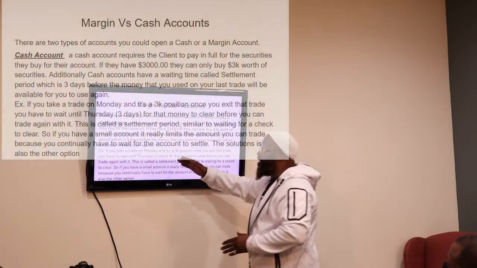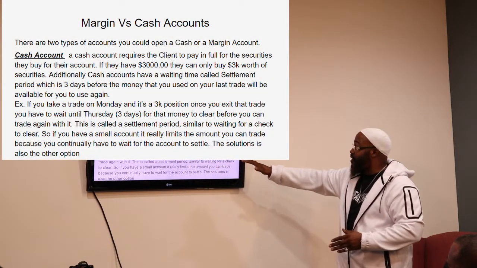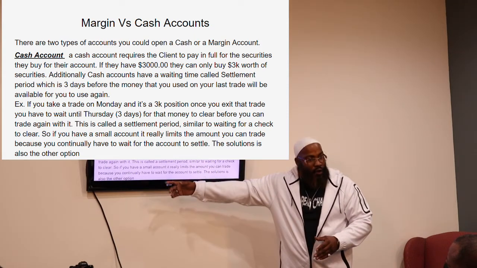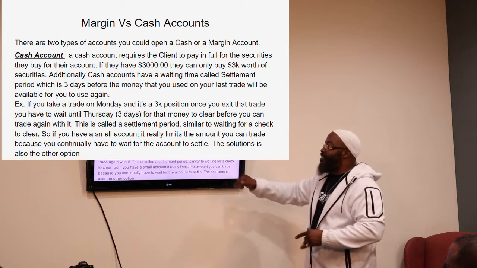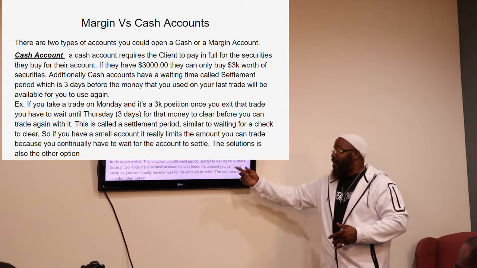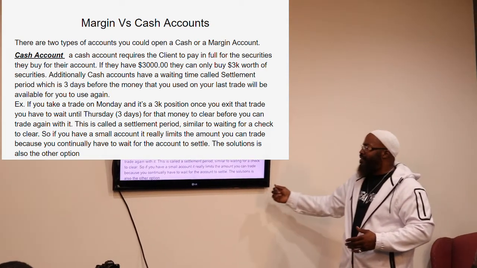Example, if you take a trade on Monday and it's a $3,000 position, once you exit that trade, you have to wait until Thursday in order for that money to clear before you can trade it again. This is called the settlement period. It's similar to waiting for a check to clear.